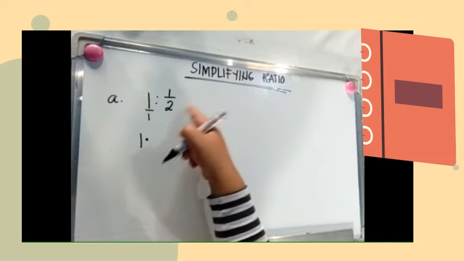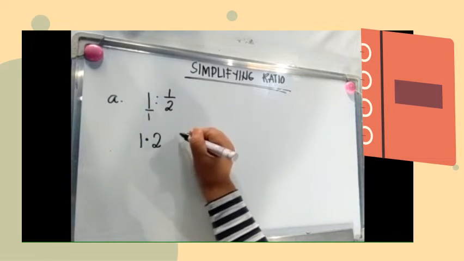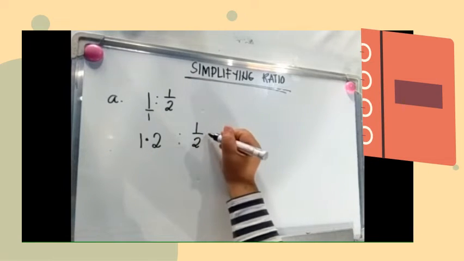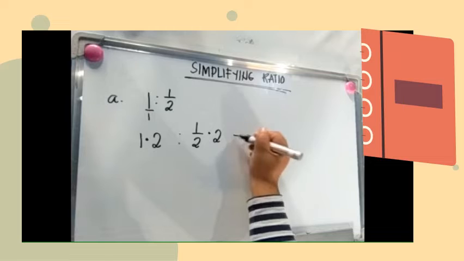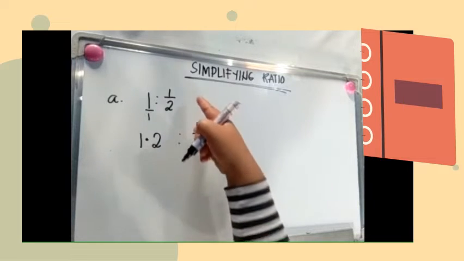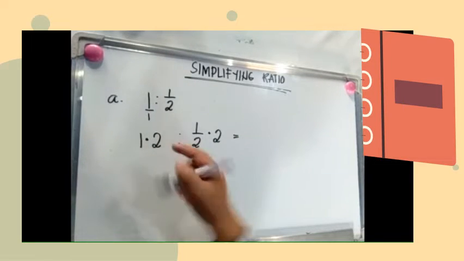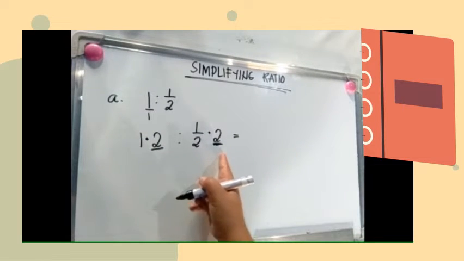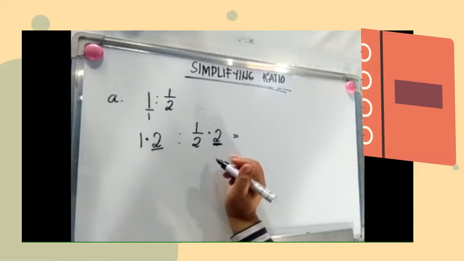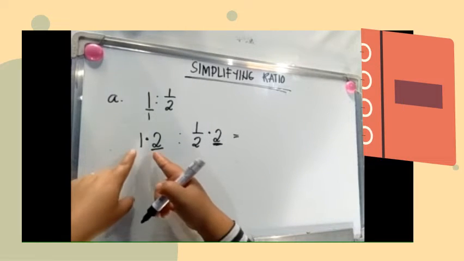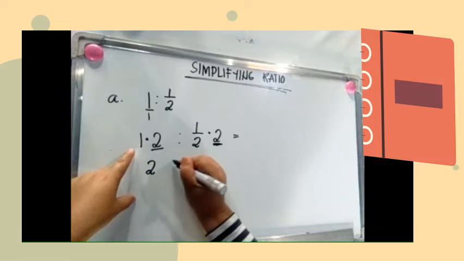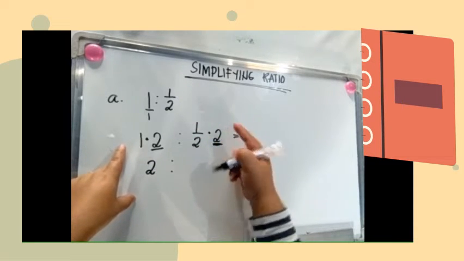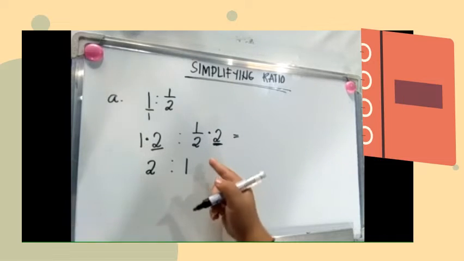So, unsa gali ang ilang LCD, class? 2. So, kana si 1, i-multiply nato og 2, and then kana po si 1/2, the other term, i-multiply pod nimo og 2. Okay, so we have 1 times 2, we have 2. And then 1/2 times 2, we have what? We have 1.